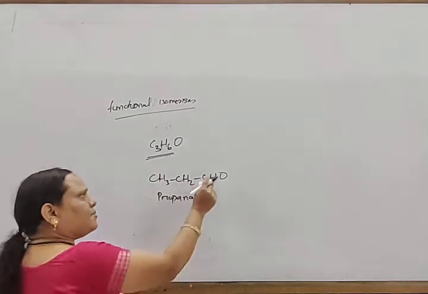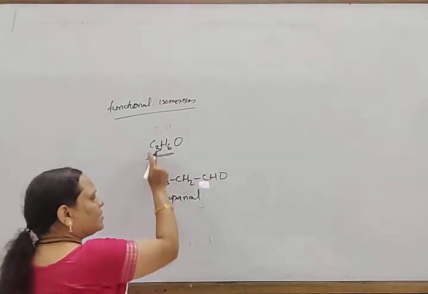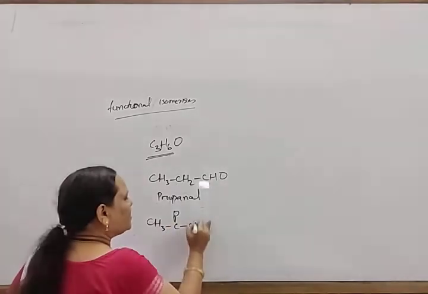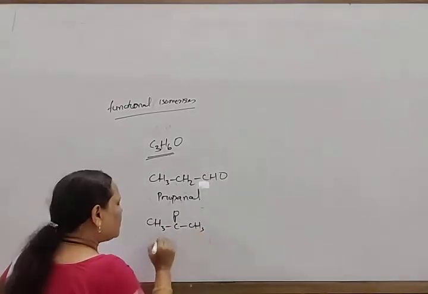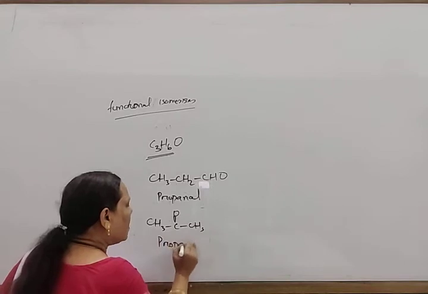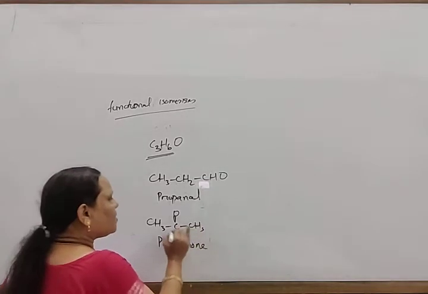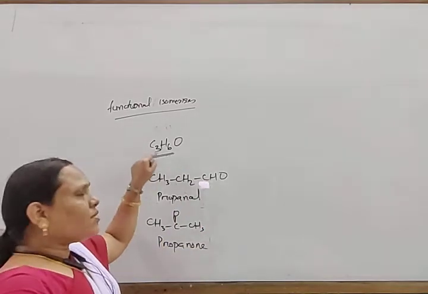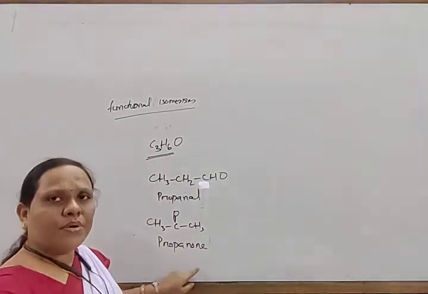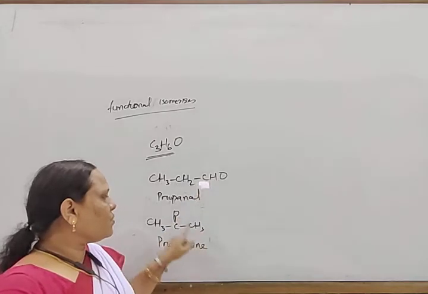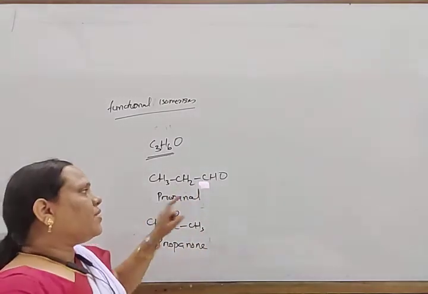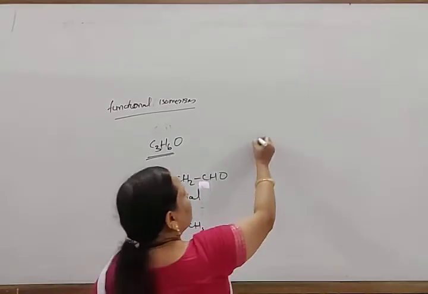Similarly, another compound having this formula is CH3COCH3. What is this? This is known as propanone. So here the functional group is ketone and here the functional group is aldehyde. The same molecular formula represents two compounds which have different functional groups; these are known as functional isomers of each other.